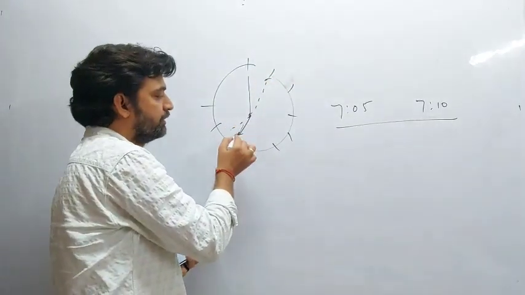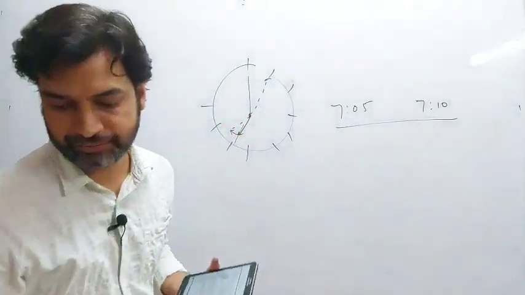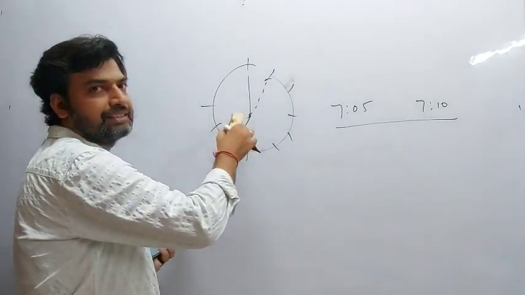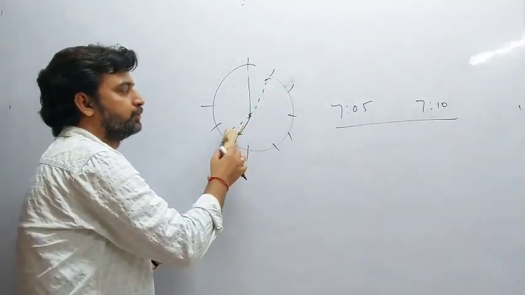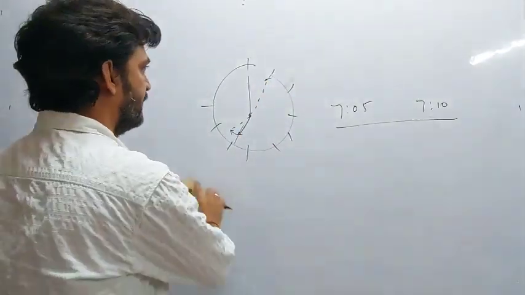But the problem is what? The hour hand moved a little bit, which means 2.5 degrees. Right? It moved 2.5 degrees in this direction. So this angle is less than 180, and this angle is more than 180. So the exact angle would be when this moves in this direction also, in between 7:05 and 7:10.